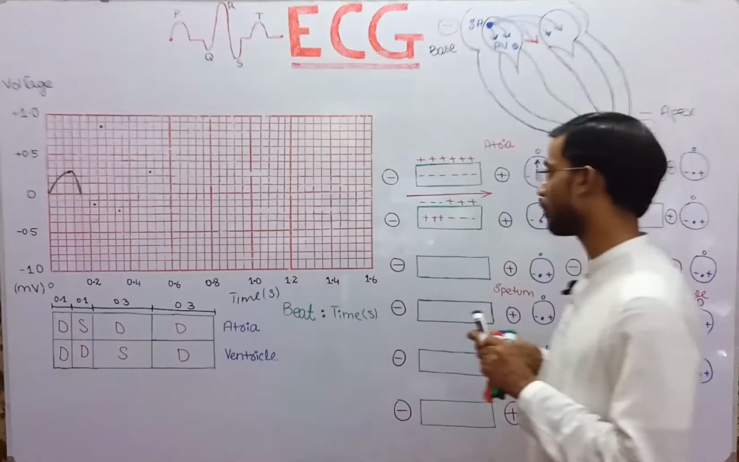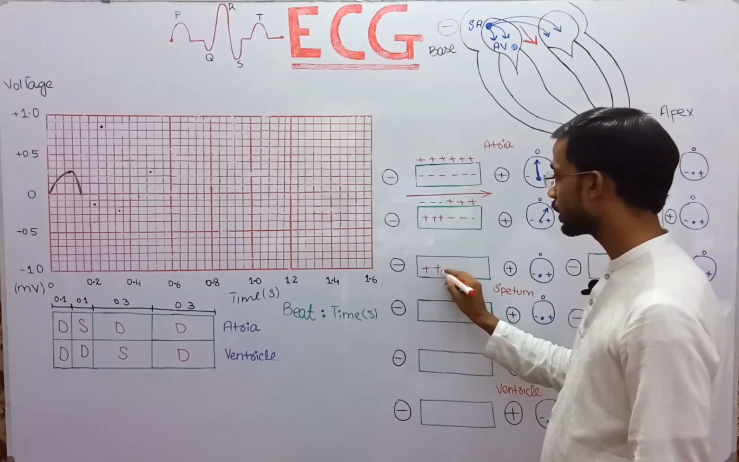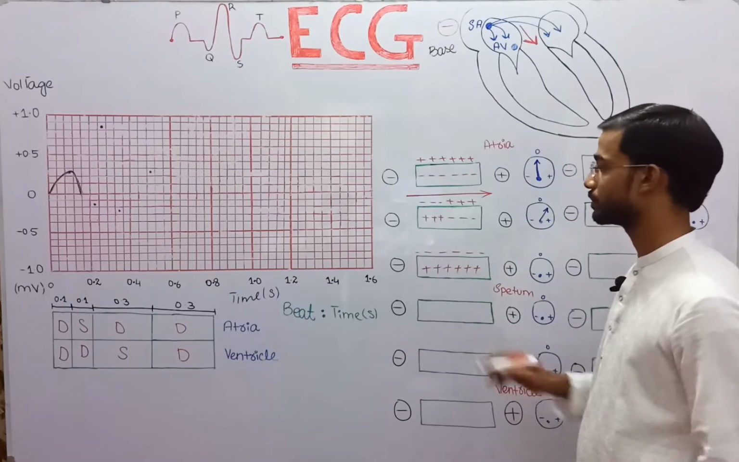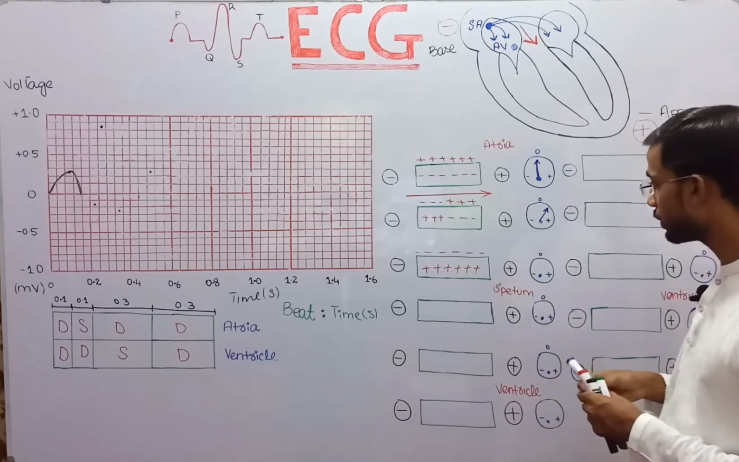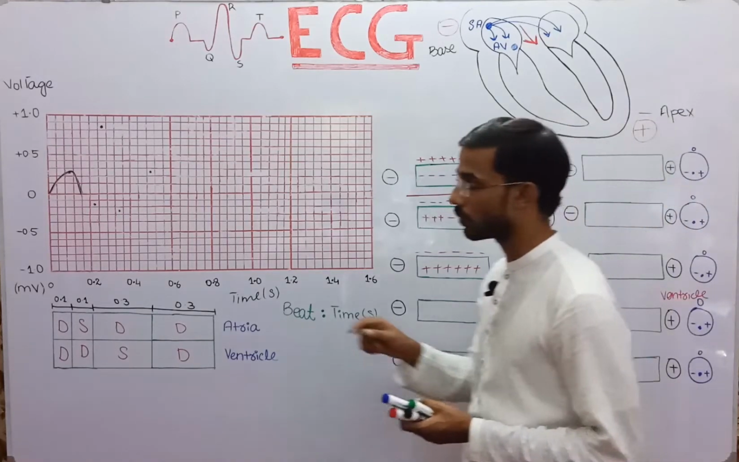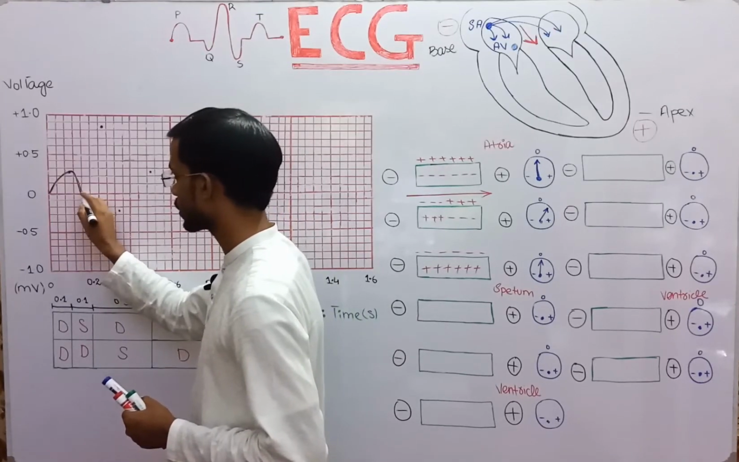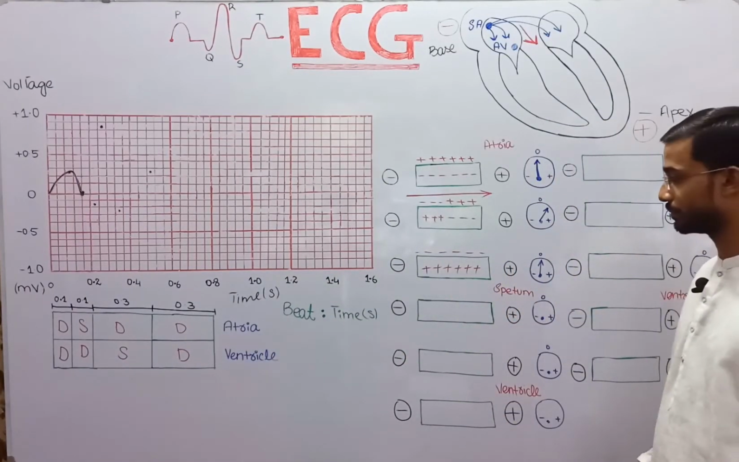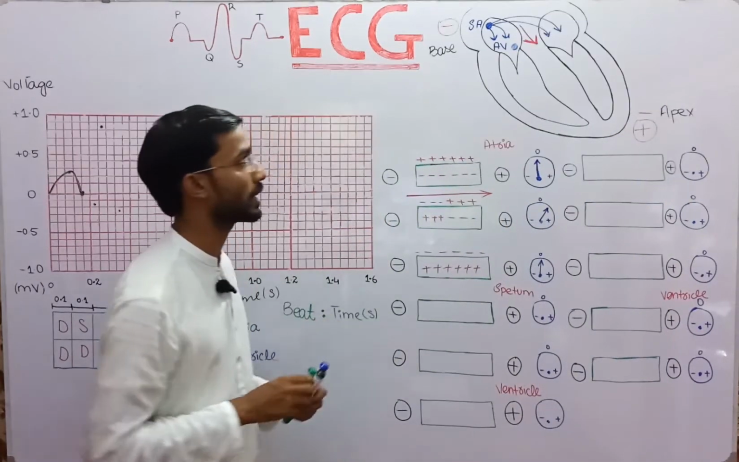A decreasing curve will form, and a time reaches when all the atria become depolarized, and in that situation the voltage will be zero. Here you can see this is the ending of the depolarization at which the voltage will be zero. So this is up till the depolarization of the atria.